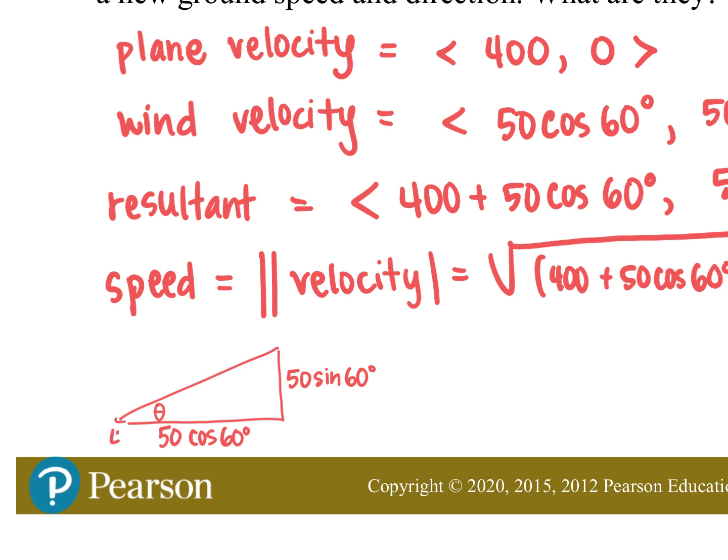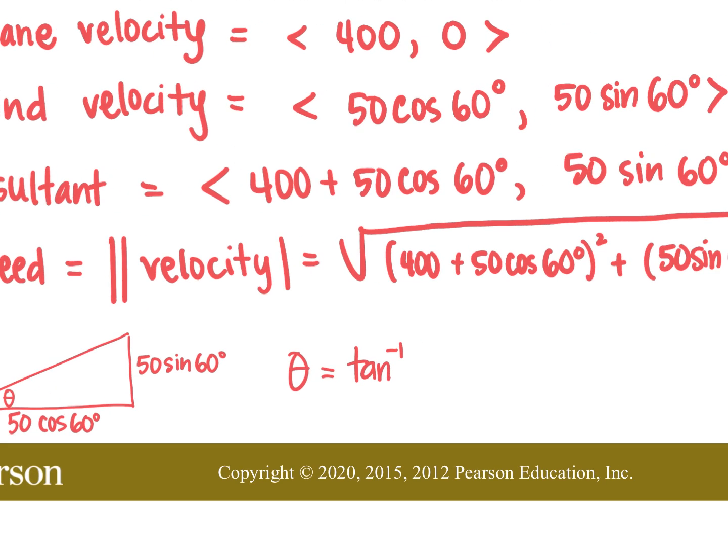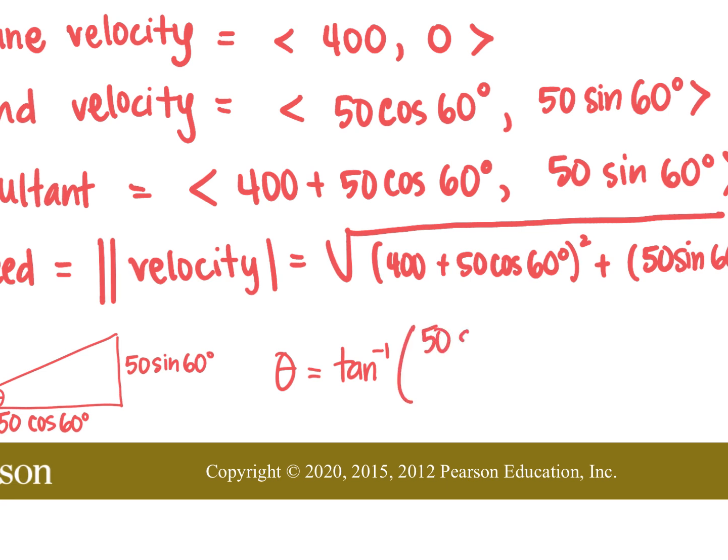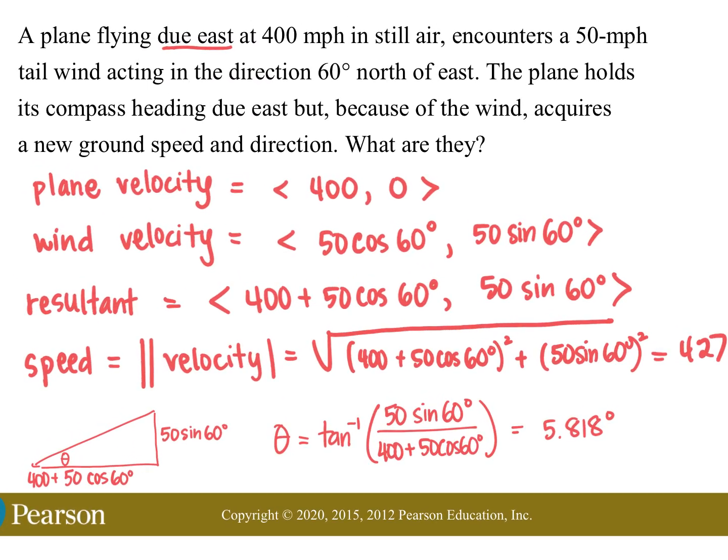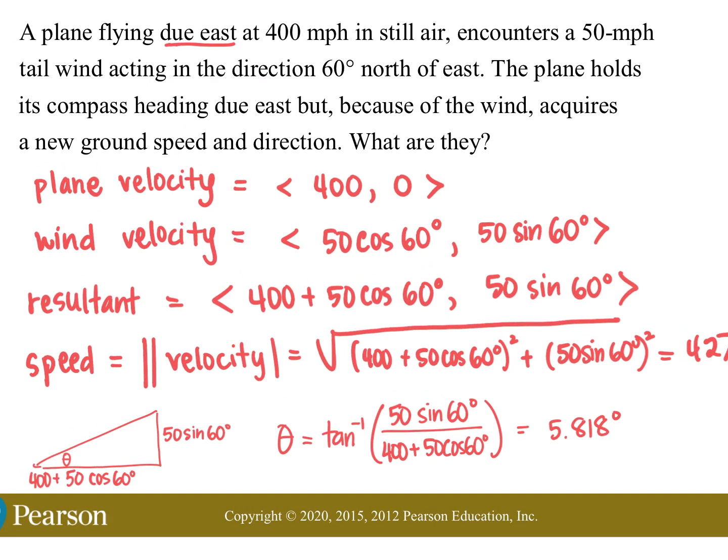Sorry, I forgot the 400 here. And so we can find theta using an inverse tangent relationship, which we get in degrees, 5.818 degrees as the direction now that the plane is flying off from due east. So it's no longer flying due east because of the wind.